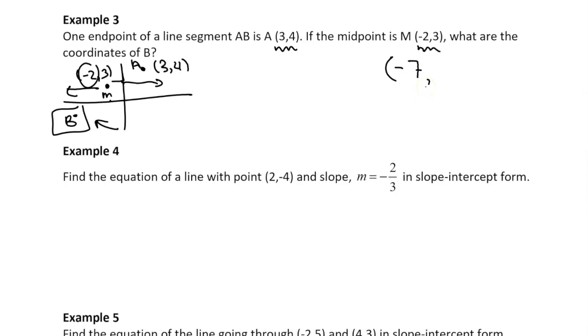Think of your up and down values. Probably I didn't put B in the best spot, because if you have a y value of 4 and a midpoint that has a y value of 3, then it makes sense that your y value for B would be 2. You've gone from 4 to 3, which is a distance of 1, so then you go down 1 to get to 2, and you'd be right there. Probably I should have said B is going to be somewhere in this region over here.